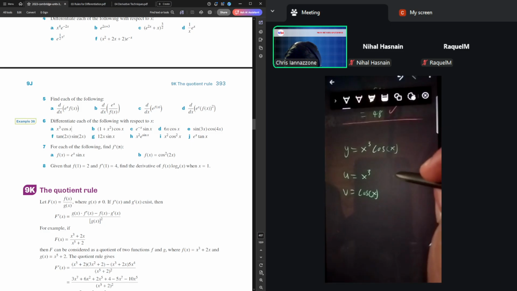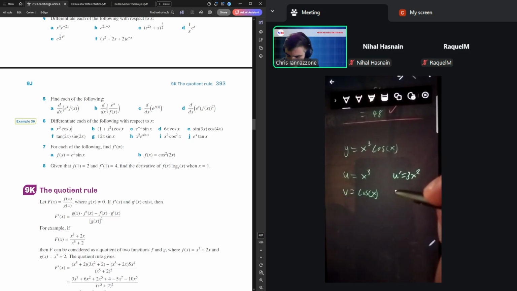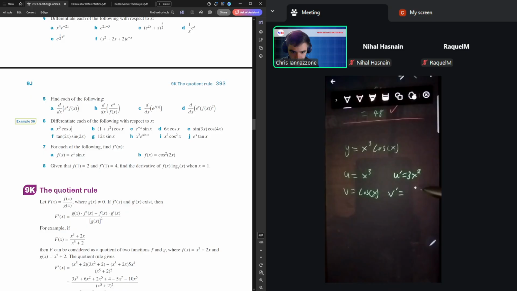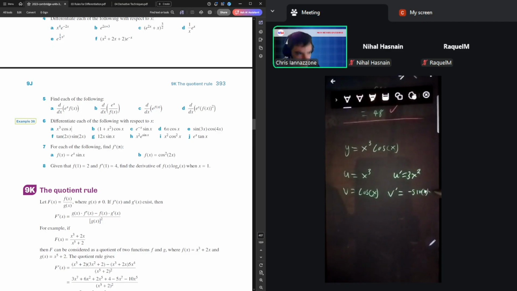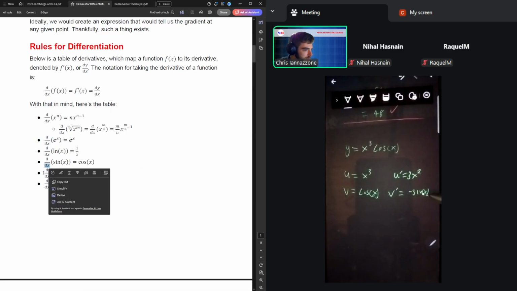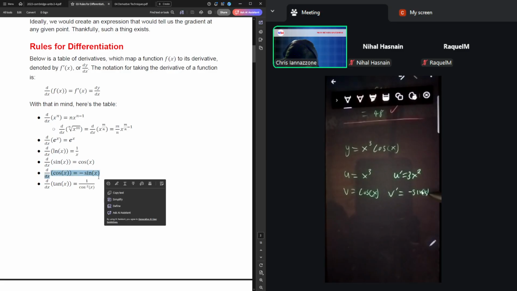For x cubed, we've done those a fair few times, so that's just going to be 3x squared. I don't think we've done a circular function yet. What does cos differentiate to? Negative sin x. Negative sin x is correct. That one's directly on the sheet as well, so if I pull that up real quick, it's this one there.